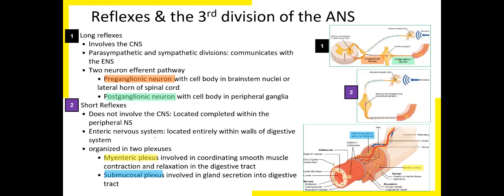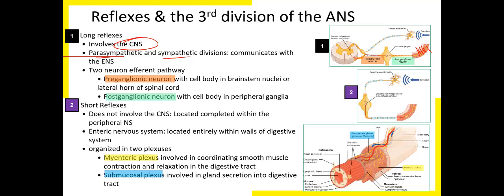When we're talking about reflexes that are found within the autonomic nervous system, we've got long reflexes and short reflexes. Long reflexes involve the central nervous system, right? Long reflexes include the reflexes that are to do with the parasympathetic nervous system, as well as those with the sympathetic division of the ANS. The long reflexes involve 2 neurons in the efferent pathway. So 2 types of motor neurons, right, from the central nervous system back to the effector cell.